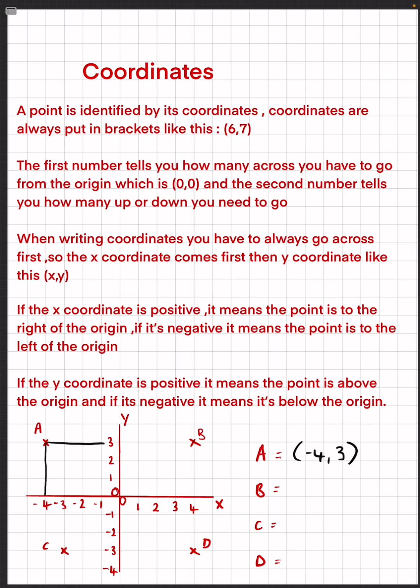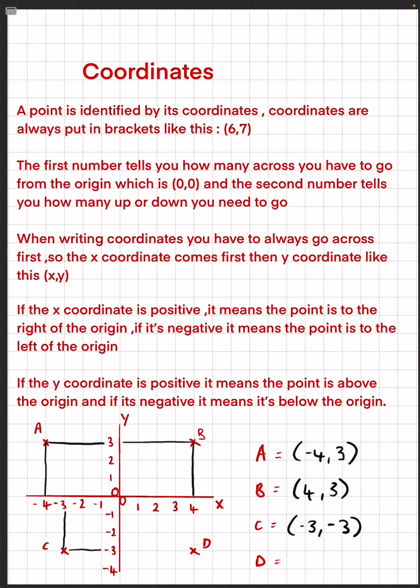To find the coordinates for point B, we draw a vertical line to the x-axis, which is 4, and a horizontal line to the y-axis to get the y coordinate, which is 3. To find the coordinates for point C, we draw a vertical line to the x-axis, which is -3, and a horizontal line to the y-axis to get the y coordinate, which is also -3.